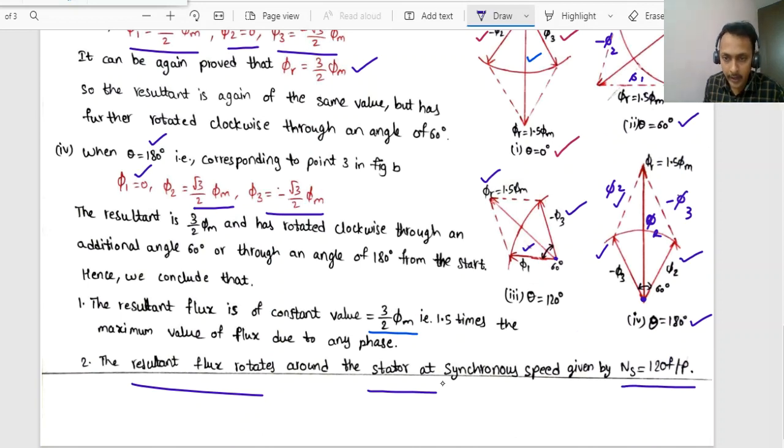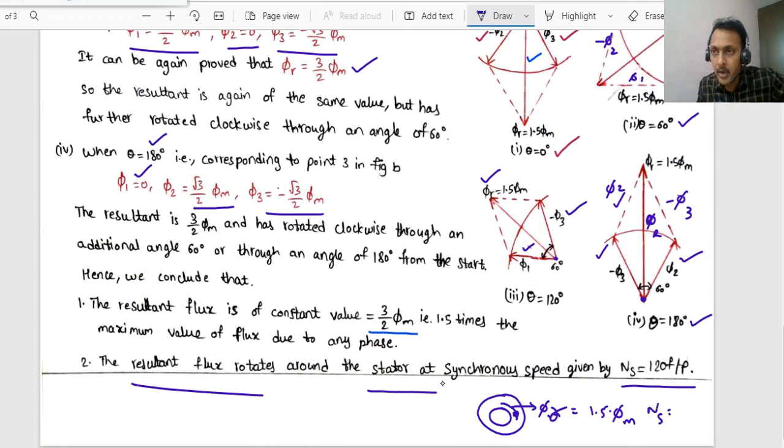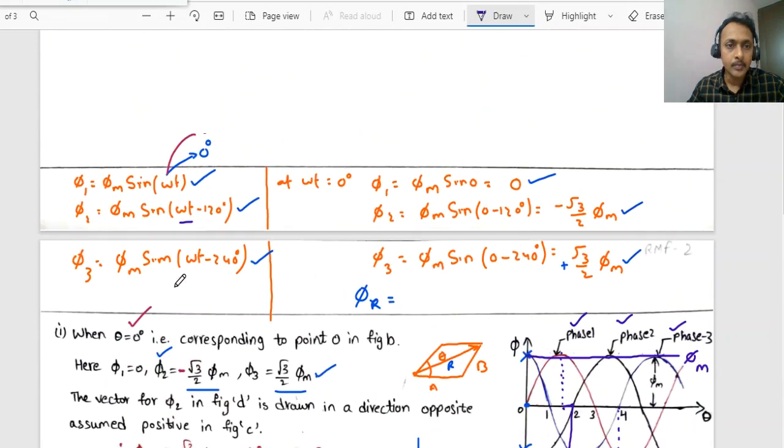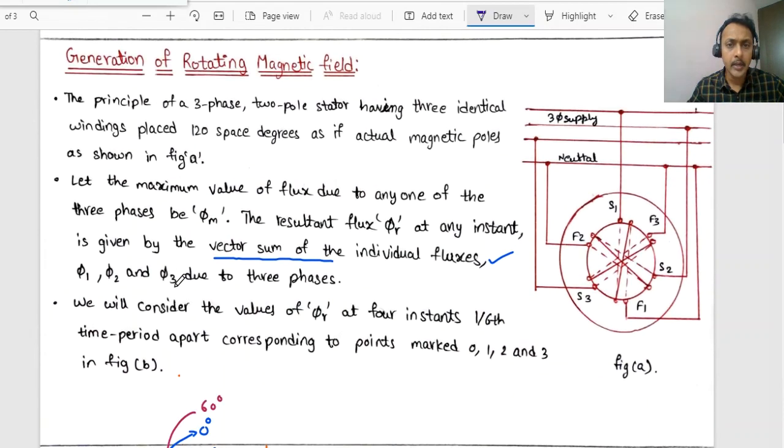So far we are drawing diagrams like this, where this is the stator and we have the rotor, and in this gap the flux is the resultant flux phi r, which is 1.5 times phi m. It will be rotating at a synchronous speed. That speed value is given by 120 f by P. So this is about the generation of rotating magnetic field.